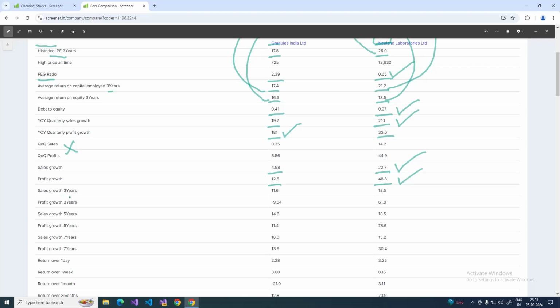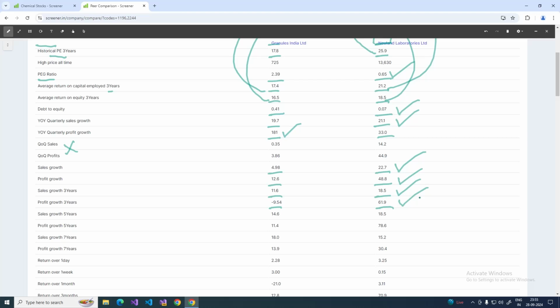Now 3 year sales growth, Granules is 11.6, Neuland is 18.85. This is positive for Neuland. And profit growth, Granules is minus 9.554, Neuland is 61.9. This is positive for Neuland Laboratories.